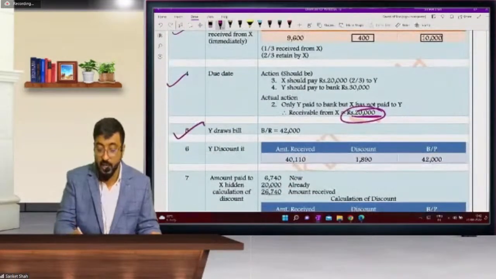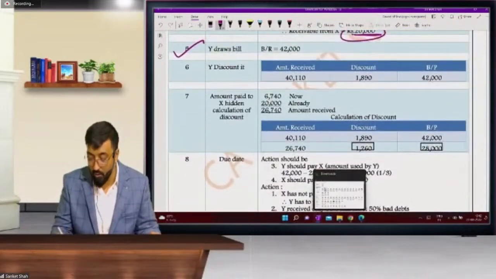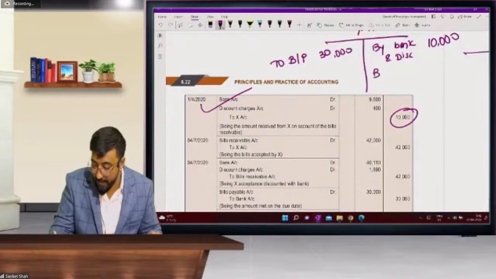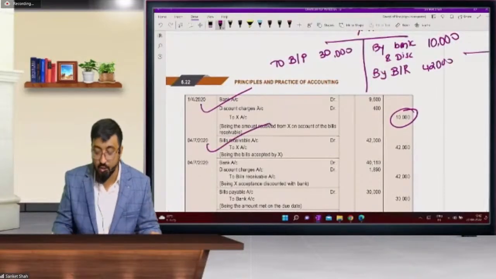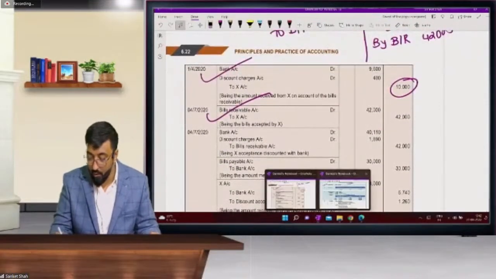Now fresh bill is drawn. Y draws a fresh bill. So bills receivable account debit to X is a very important entry. By bills receivable, fresh bill 42,000. So bills receivable account debit to X account 42,000. Understood.